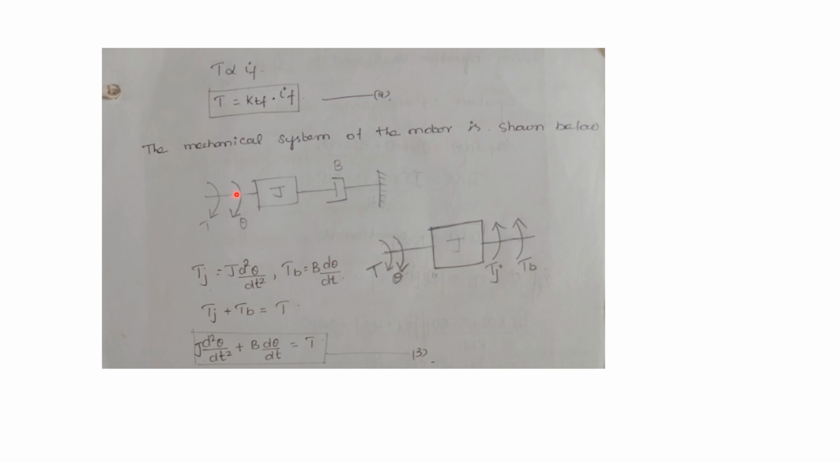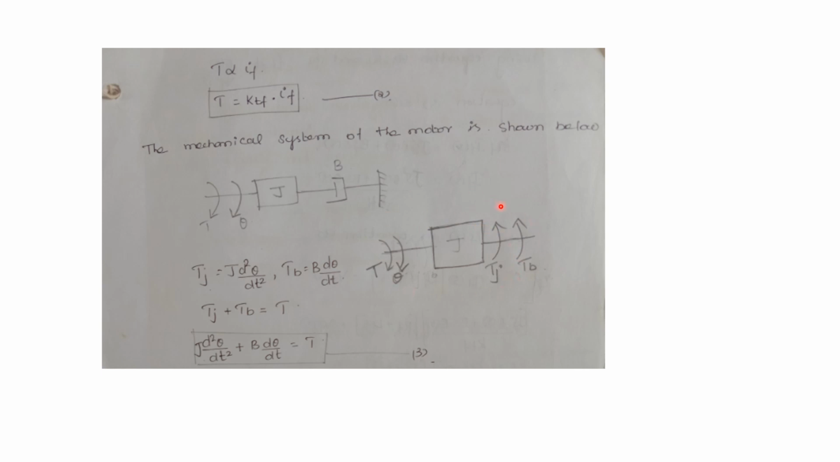Okay, so the mechanical load consists of J as well as B, isn't it? So correspondingly we have to draw the model with the J and B. Now to find the differential equation, we have to draw the free body diagram. So this is the free body diagram.